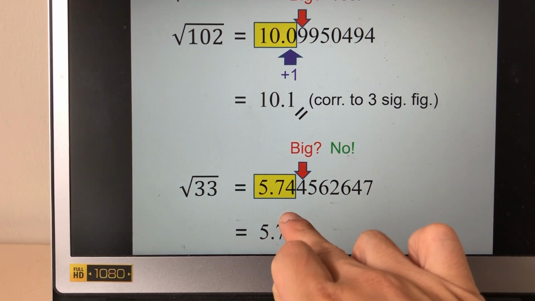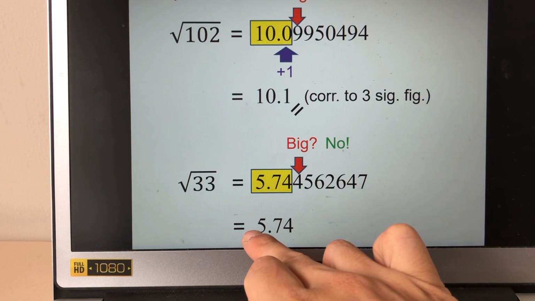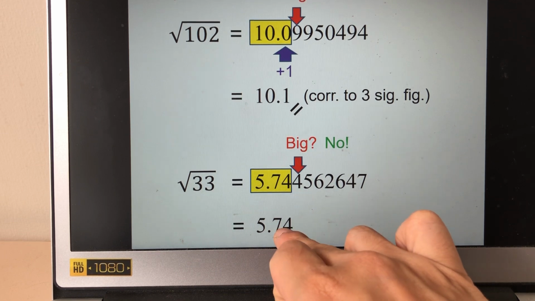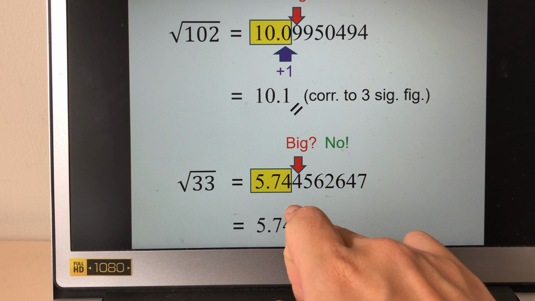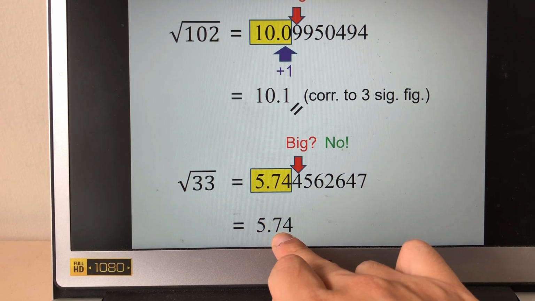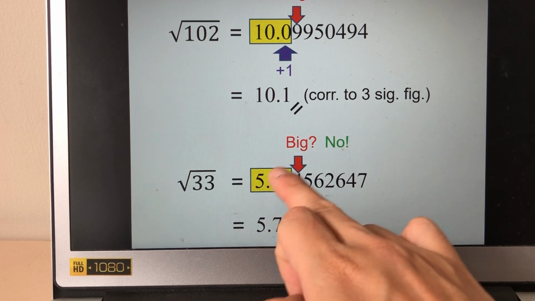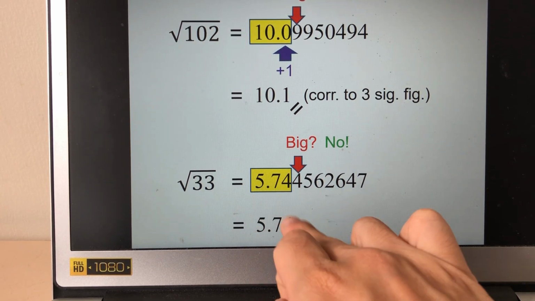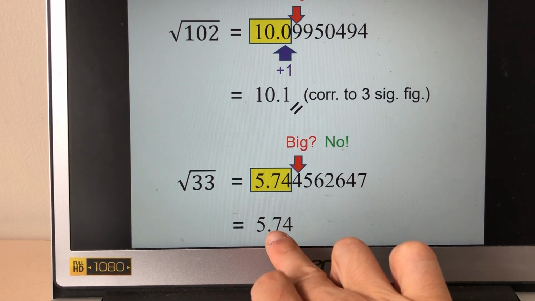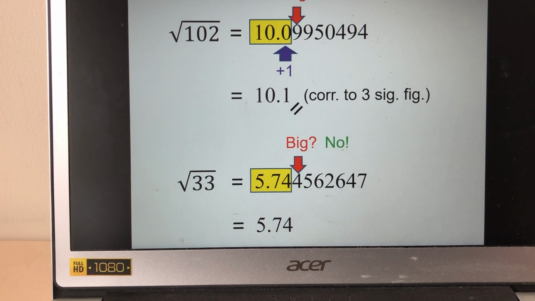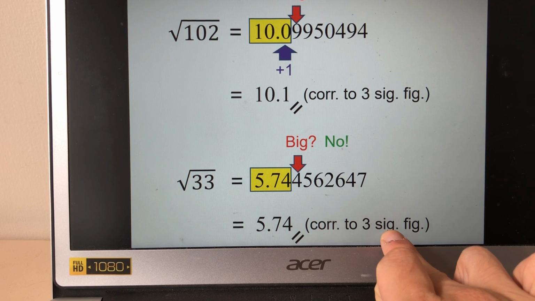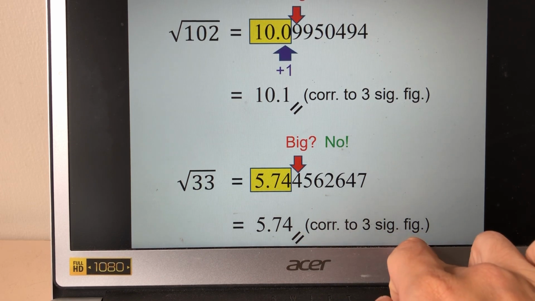Therefore, our number will become just 5.74. We do not need to add 1 to the last number because 4 is not big enough. So our number is 5.74, and because this is not the exact value, this is just an approximated value. Therefore, you have to tell people how accurate is this number. This answer is corrected to 3 significant figures. Put this down. Okay?